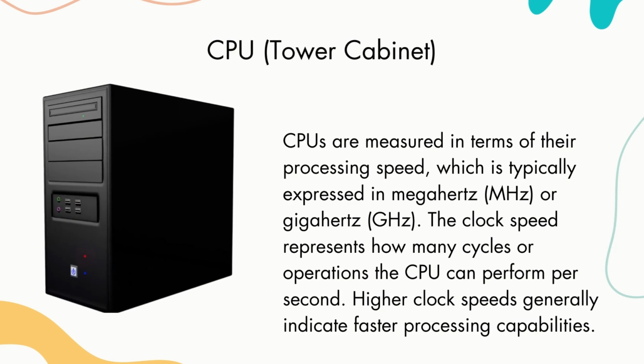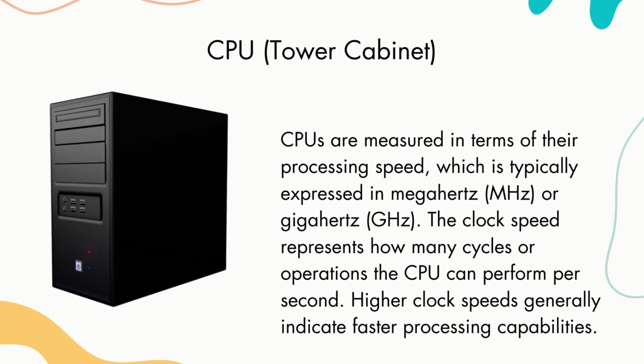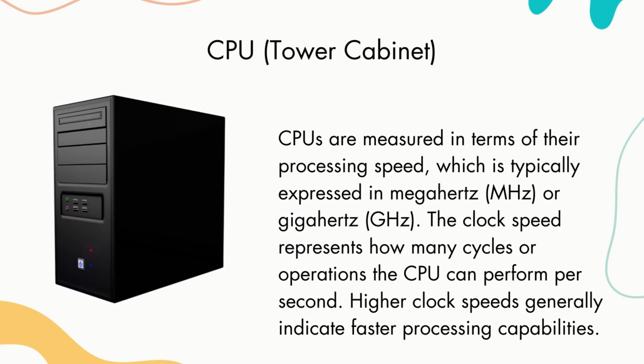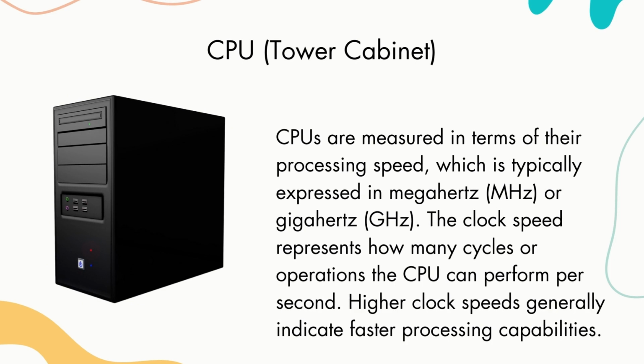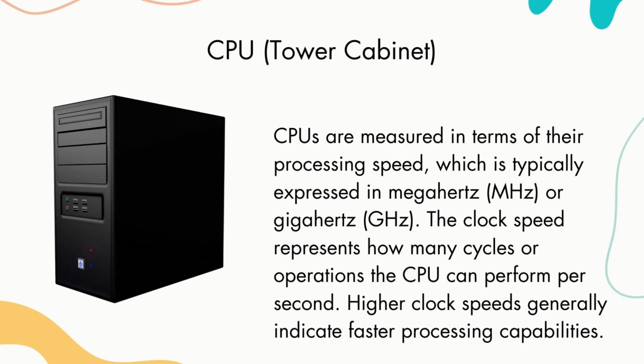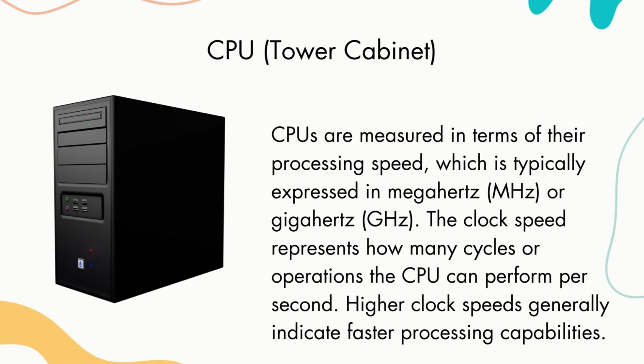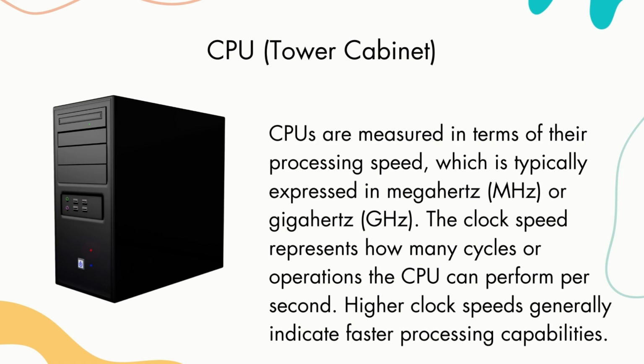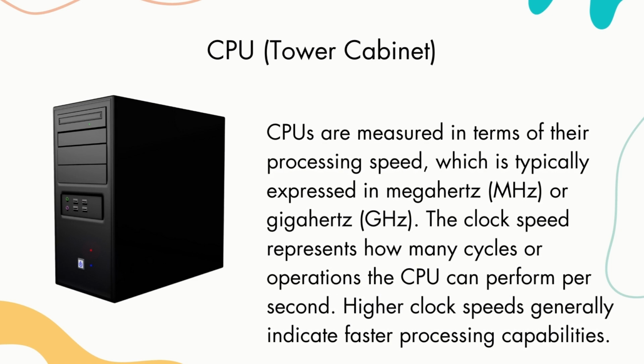CPUs are measured in terms of their processing speed, which is typically expressed in megahertz or gigahertz. The clock speed represents how many cycles or operations the CPU can perform per second. Higher clock speeds generally indicate faster processing capabilities.